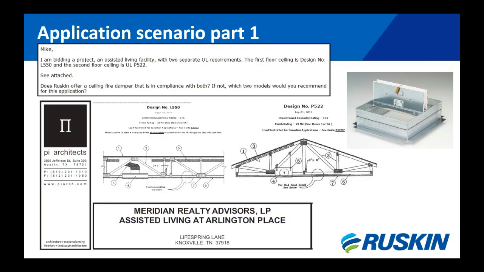In this particular case, the architect has chosen two roof and floor ceiling designs that are owned by basically a damper company. So the question we get, as you can see in the exchange at the top, is they're essentially asking if we offer a damper that's in compliance with both of these roof and floor ceiling systems. And if not, which two models would we recommend for it? To the right is our damper model CFD7T.